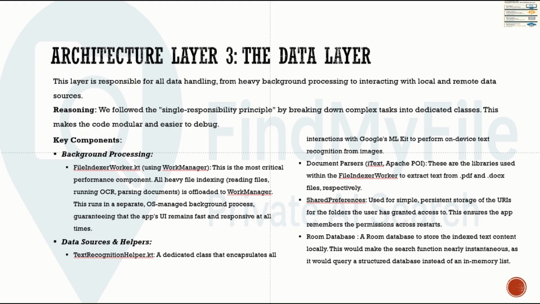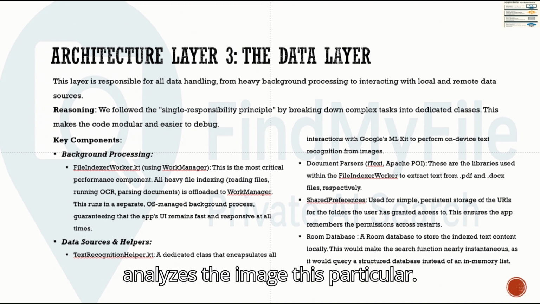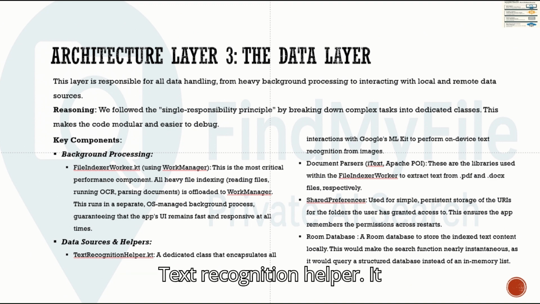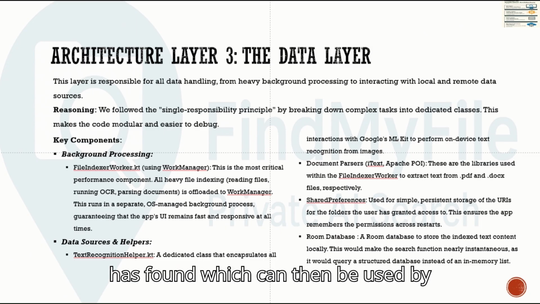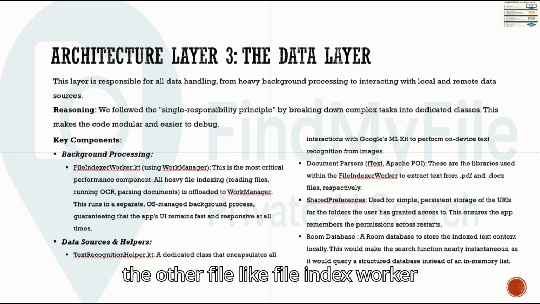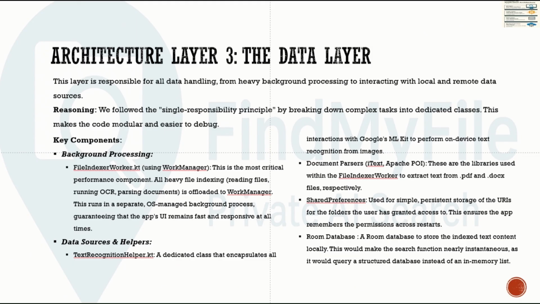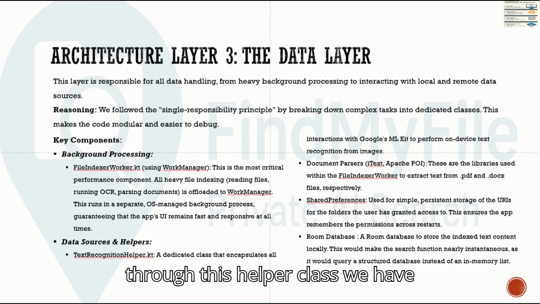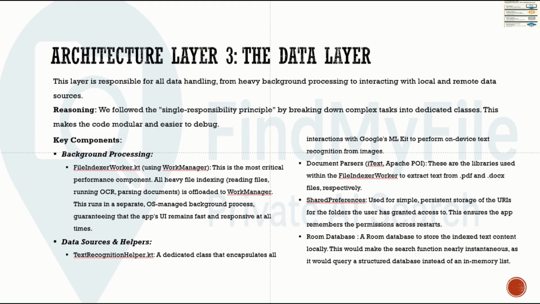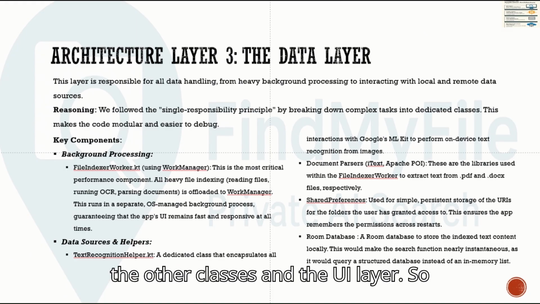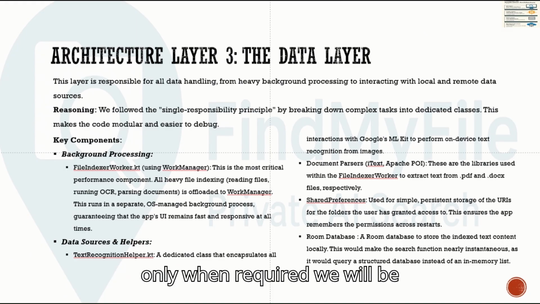Now, after the AI model analyzes the image, this text recognition helper returns a simple string of text that it has found, which can then be used by other classes like the file indexer worker for processing. So by using AI through this helper class, we have segregated the workload from the other classes and the UI layer. So only when required will we initiate the AI logic.